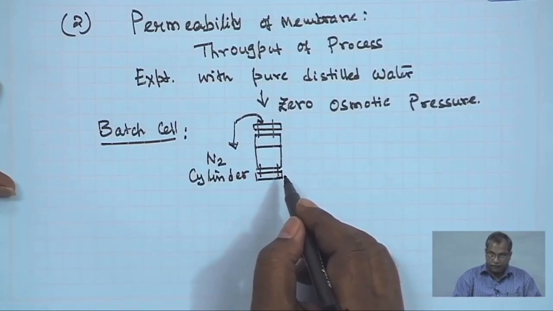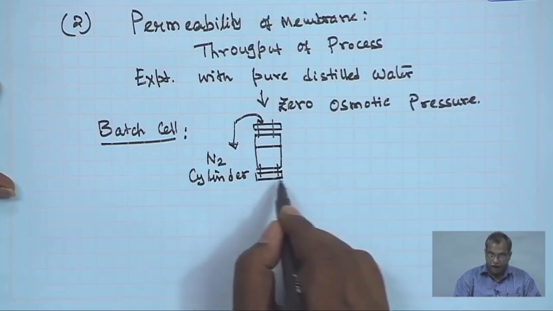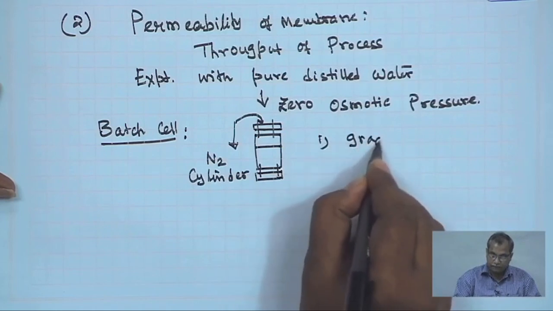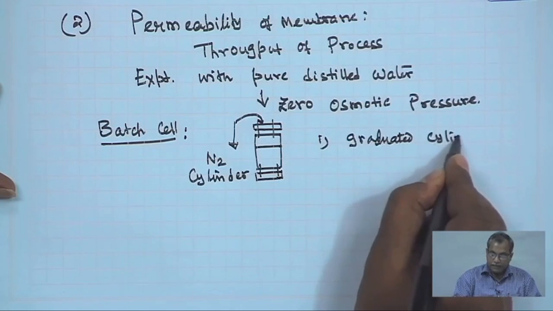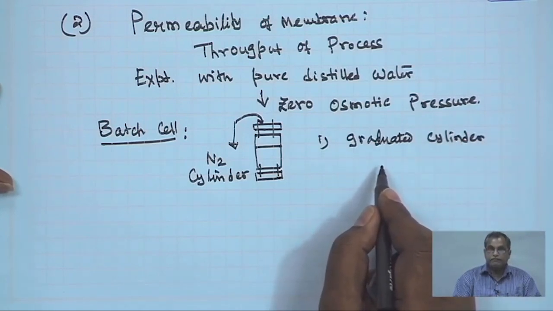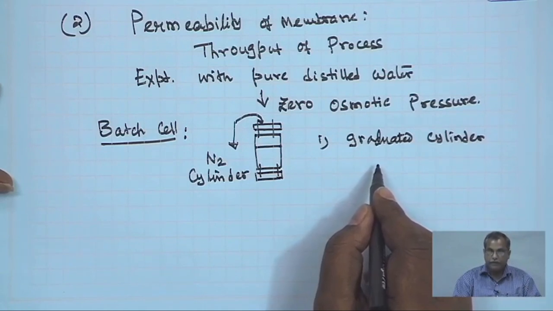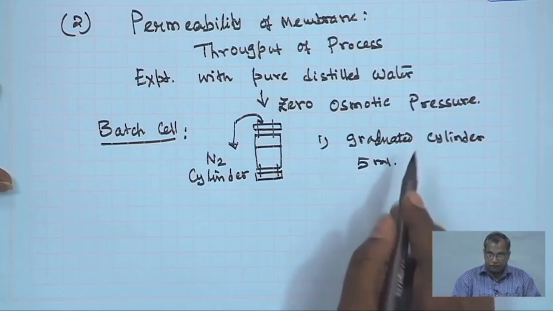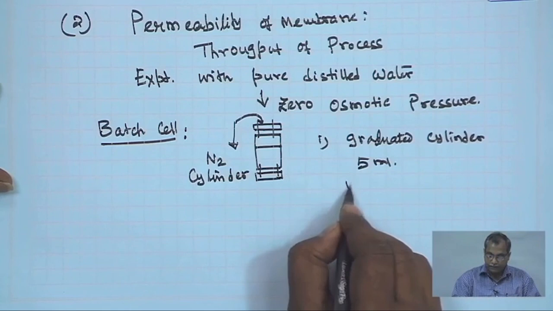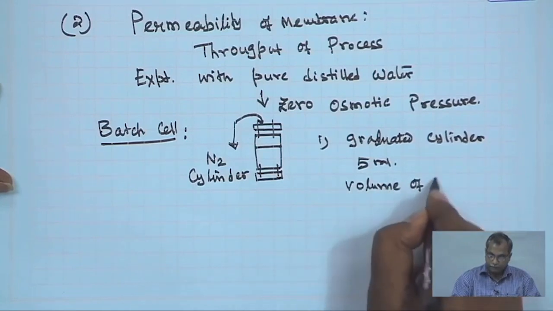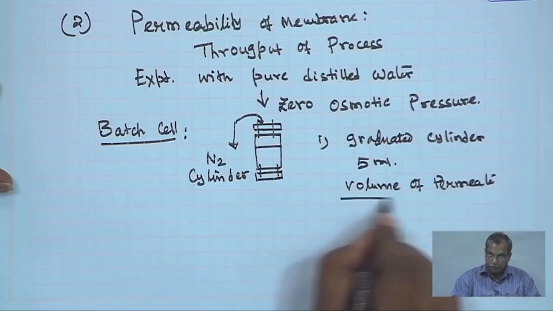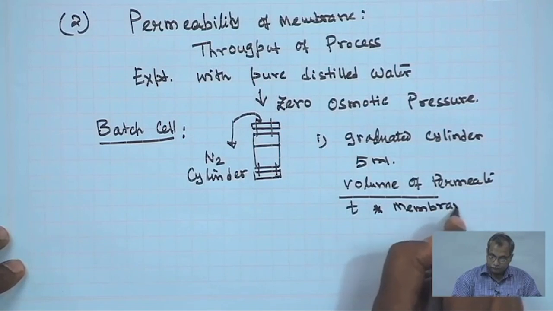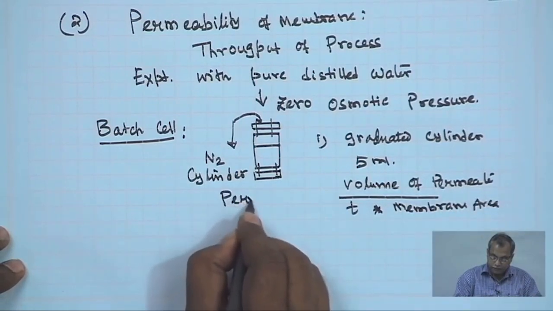We set up an operating pressure delta P 1, and then we measure the permeate flux. How will you measure the permeate flux? It can be measured by two methods. The first one is using a graduated cylinder. In a graduated cylinder, you just clock how much time is required to fill up a particular fixed volume, let us say 5 ml. Once you get the volume of permeate, the filtrate is known as the permeate in membrane processes, the volume of permeate divided by time divided by the membrane area gives the permeate flux.